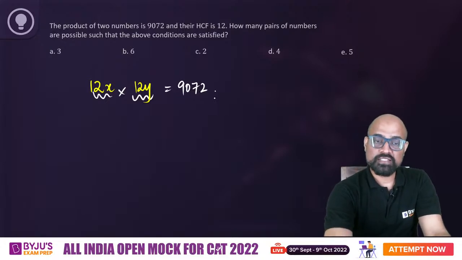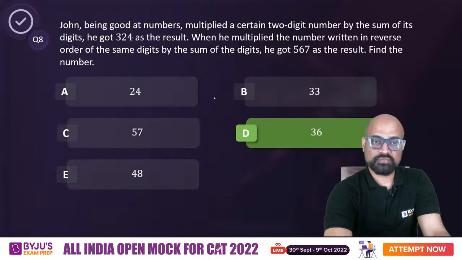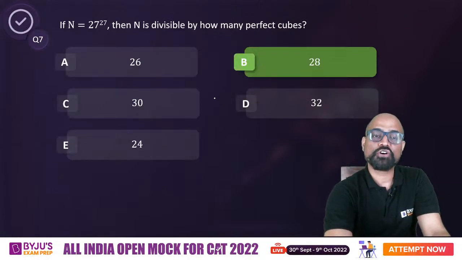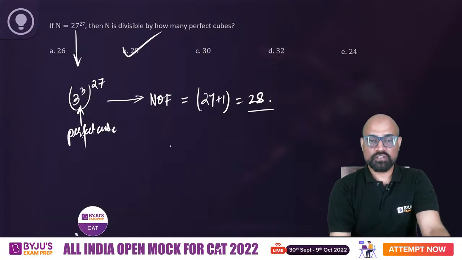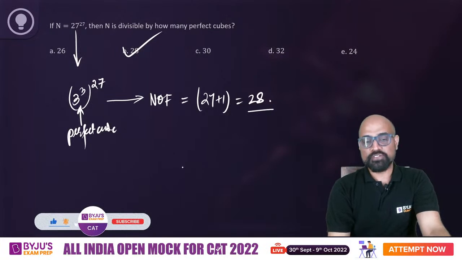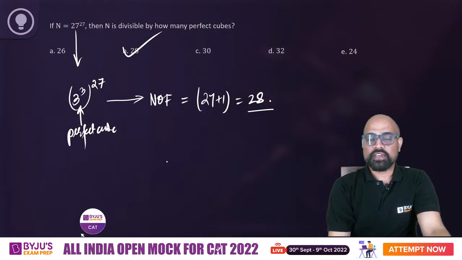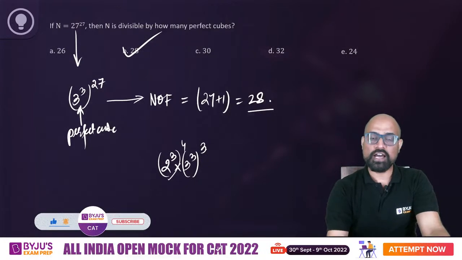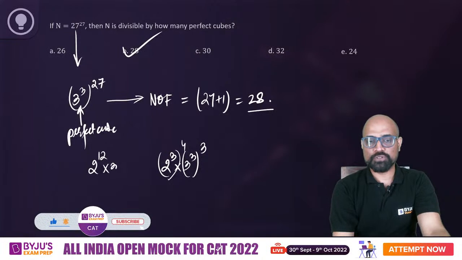Janvi, previous as in this one, the question on perfect cubes? Okay, so what you do, Janvi, in such questions is, if you are given 2 cube into 3 cube, 2 cube ka power 4, 3 cube ka power 3, something like this, you have to convert it. Suppose you are given 2 to the power 12 into 3 to the power 9.